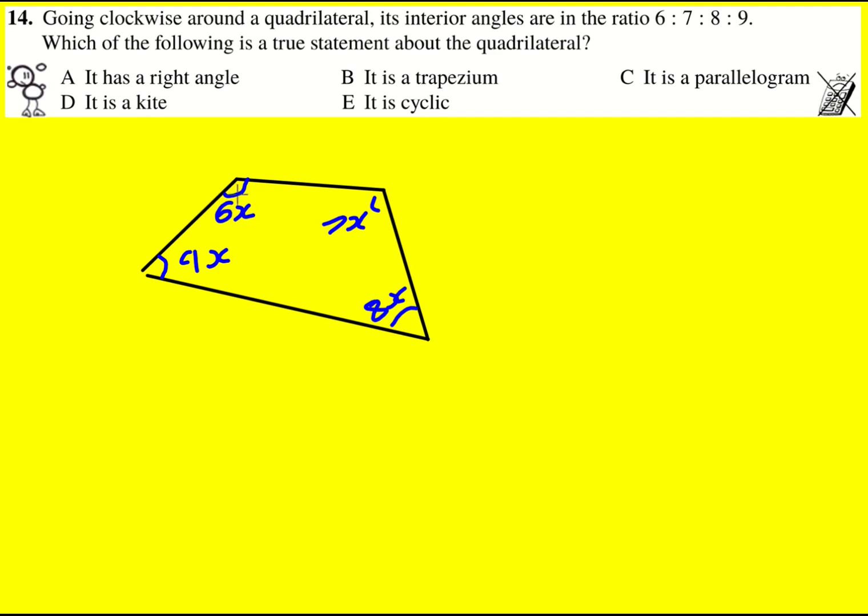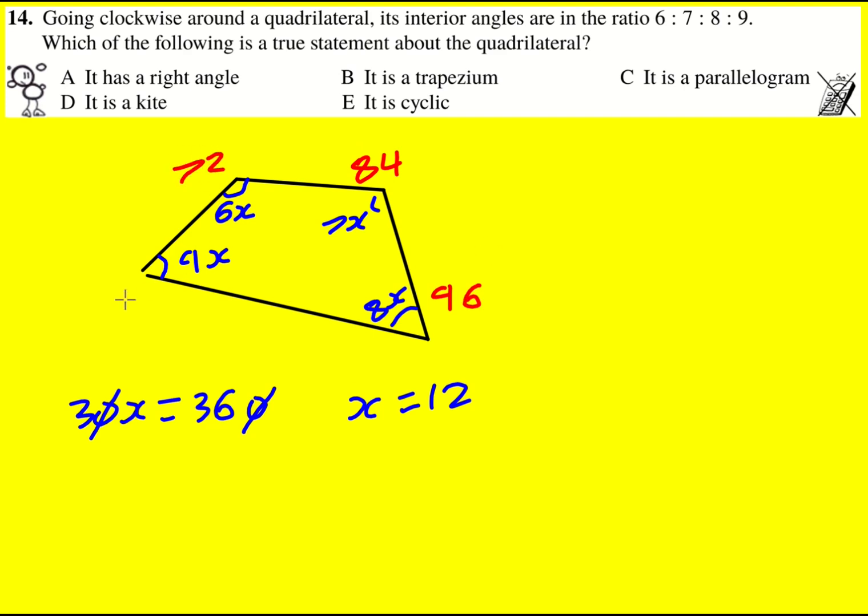x is. Add them together. Actually, these two add to 15x and these two add to 15x. We get 30x is going to equal 360, which means 3x is 36 and x is 12. Here I'm going to get 84. Here I'm going to get 96. Here I'm going to get 72. And here it's going to be 90 plus 18, so 108.